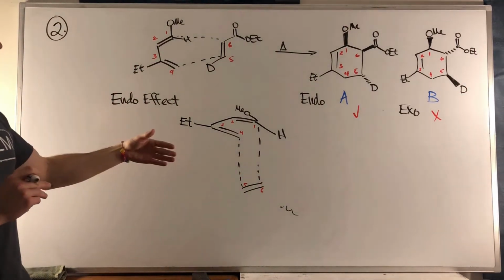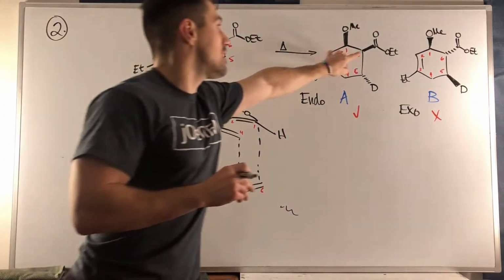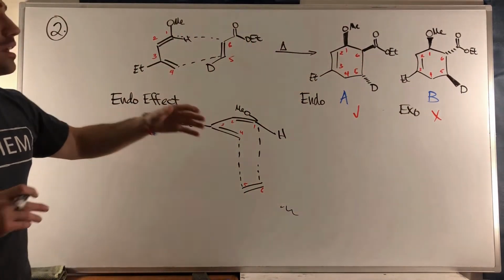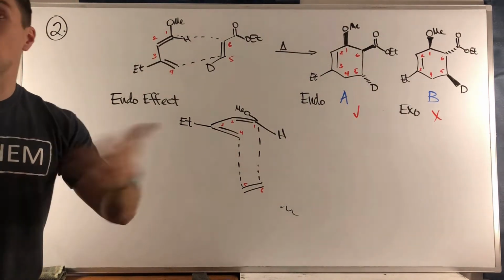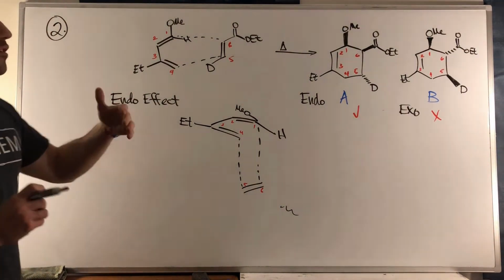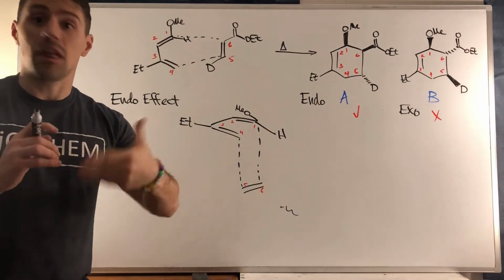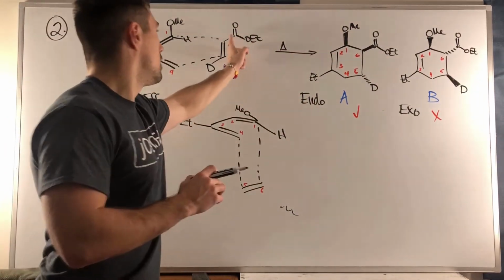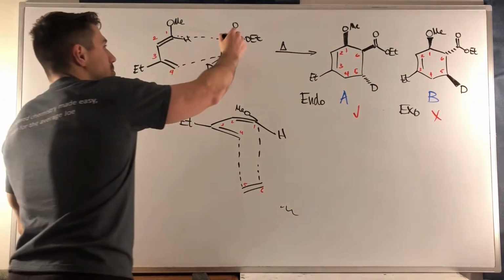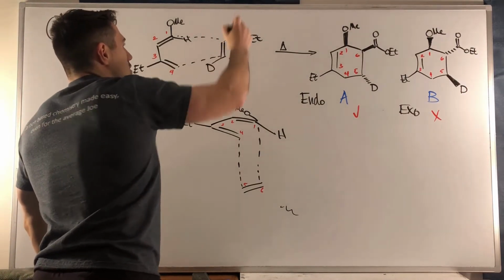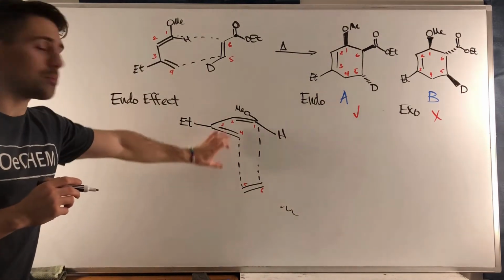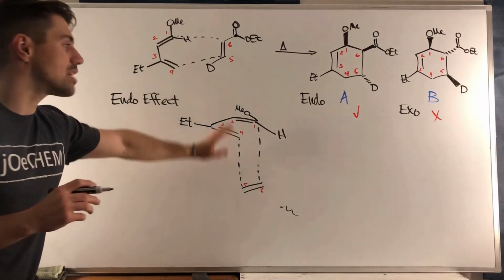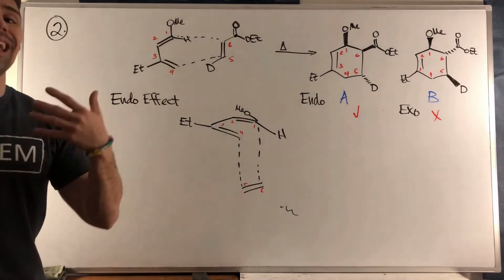So remember, in A, we can see that these two have the same stereochemistry. I'm looking at the ester first, and remember what the endo effect is. The endo effect states that if you have electron withdrawing groups, this carbon's sp2, this oxygen is sp2, we can either put that ester over here or underneath the approaching diene, the same side of where the diene is approaching from. And that's what we want to do.